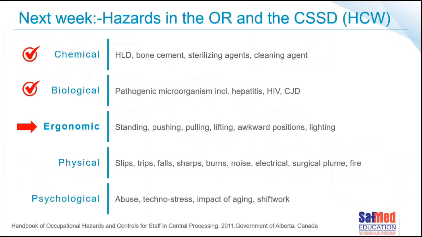Next week, we will go on to cover more around ergonomics and positioning, also around positioning at a computer setting, because lots of us do need to work in an office environment. And then we'll talk quite a lot more around the physical risks, including burns, surgical plume, fire. Got some interesting information around that. And we'll also focus a bit on psychological issues, mostly around abuse more than anything else. But don't forget that there are impacts from aging, there are impacts from shift work, there are certainly impacts from technological stress.